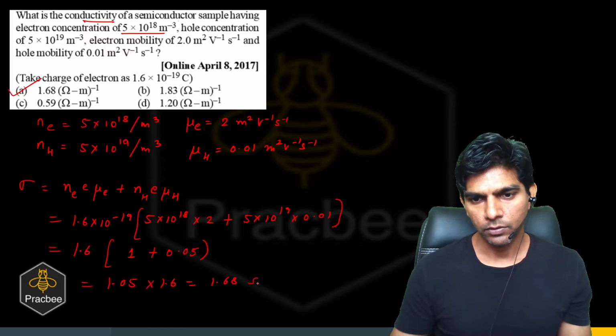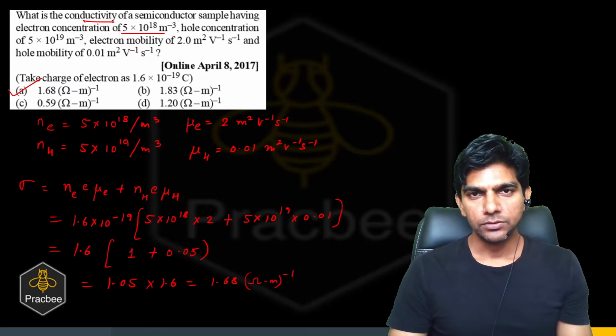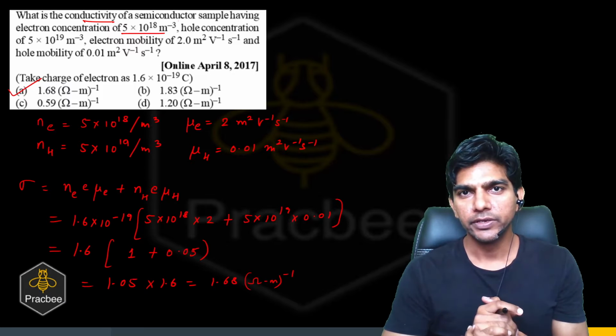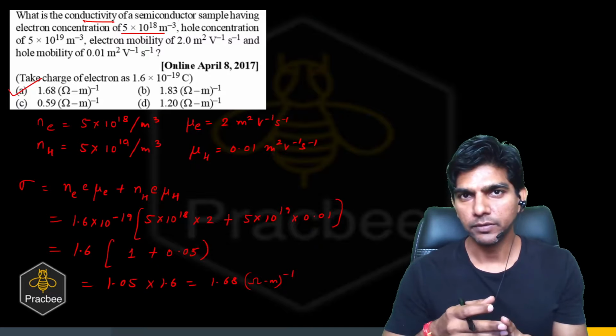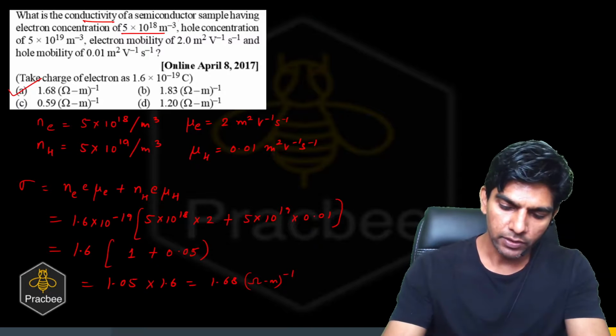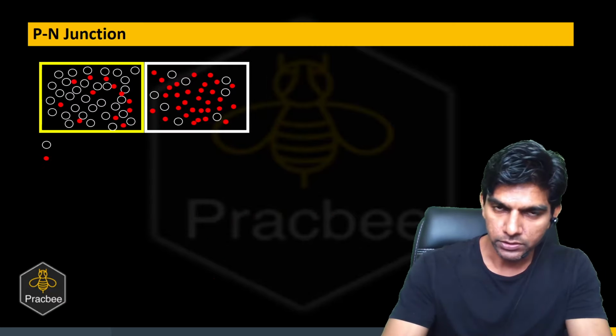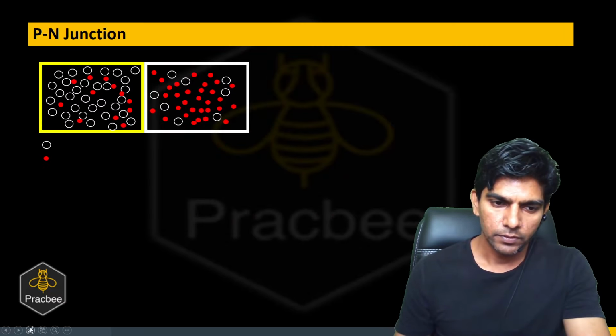So we are done with one part of the video where we have covered different types of semiconductors and what is p-type, what is n-type, and what is the band theory, right? So now let us see what is a p-n junction. Now, what is a p-n junction?